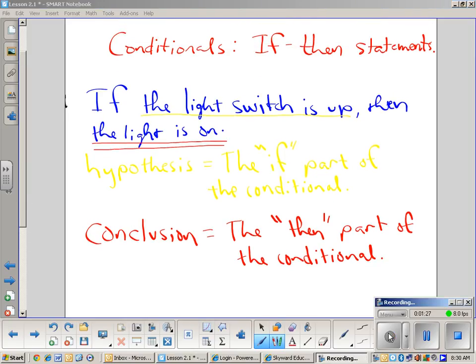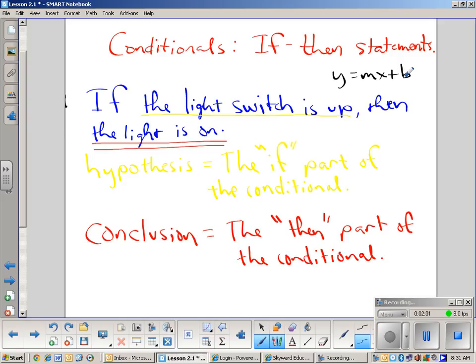I've highlighted the light switch is up, because that's the hypothesis. I highlighted that in yellow. The if part is the hypothesis. You notice I did not underline the word if. Just like when you did slope. Remember when you do slope and you say y equals mx plus b? The x tells us where the slope is at, doesn't it? But the x is not part of the slope. The slope is the number in front of the x in that model.